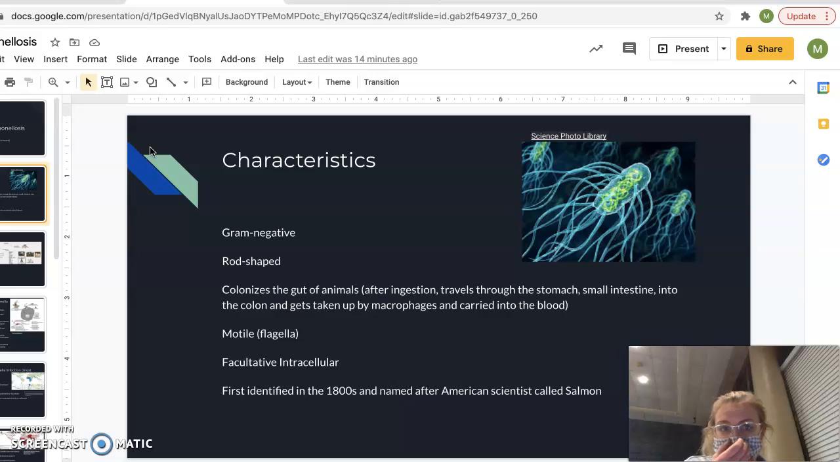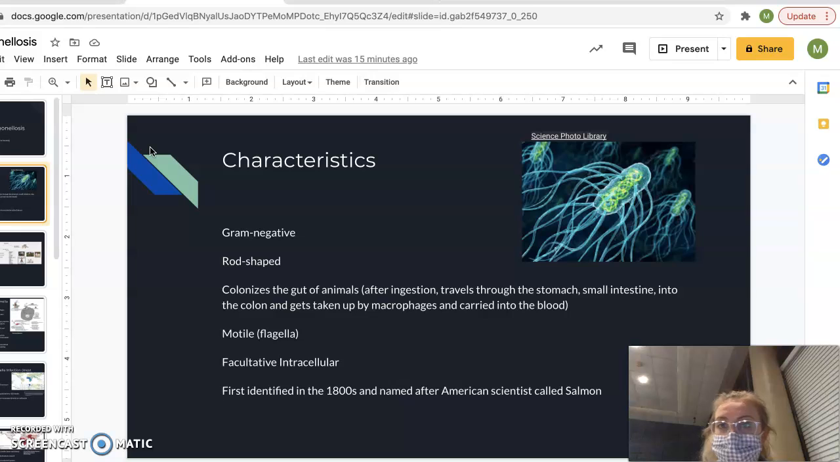Salmonella is gram-negative, it's rod-shaped, and it colonizes the gut of animals. After ingesting it, it travels through your stomach, and it can survive your stomach pH and travel to the small intestine and into the colon. It travels through your epithelial cells and then gets taken up by macrophages, which can be taken to your blood into the rest of your body.